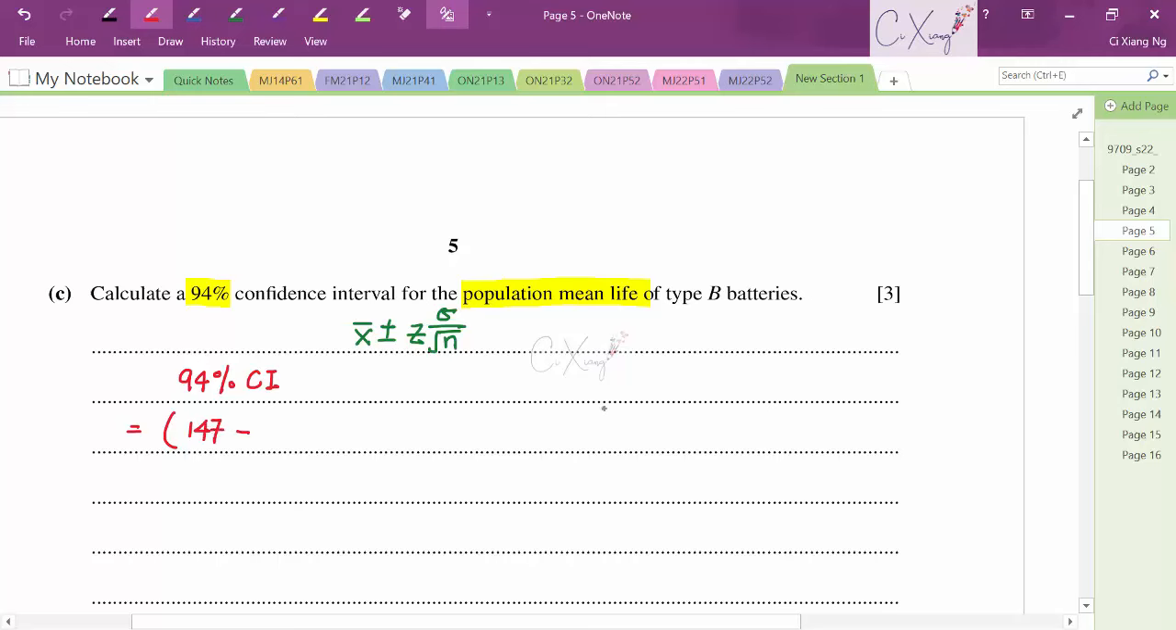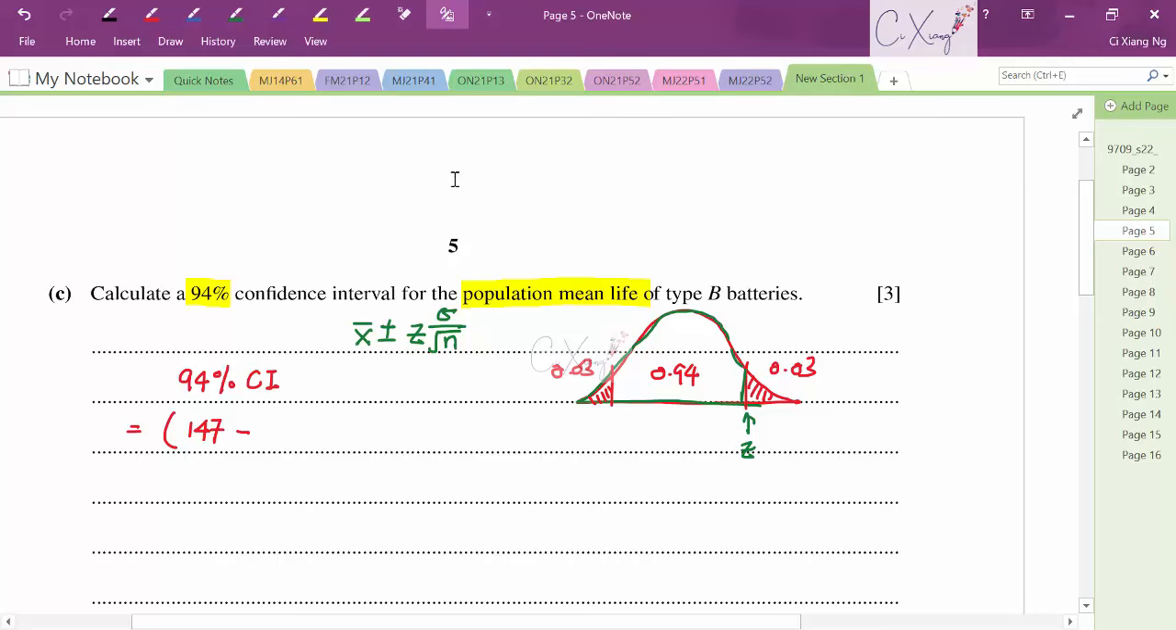To get the value for z, you are referring to the probability of 0.97, where this is 0.94, this will be 0.03, and this will be 0.03. So to get the value of z, here you should refer to the probability of 0.97.